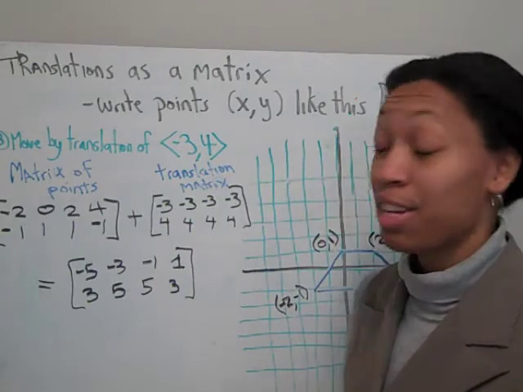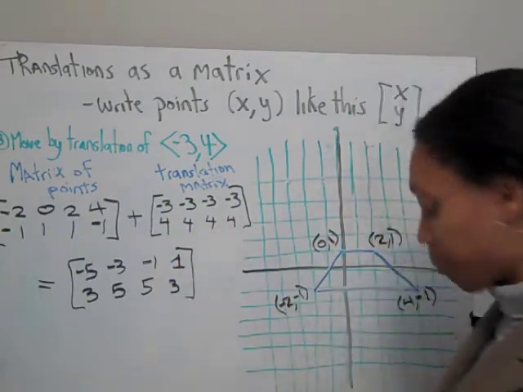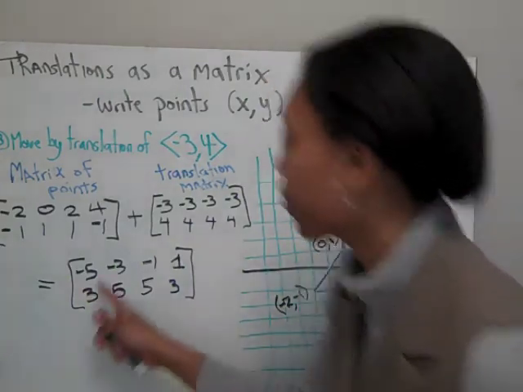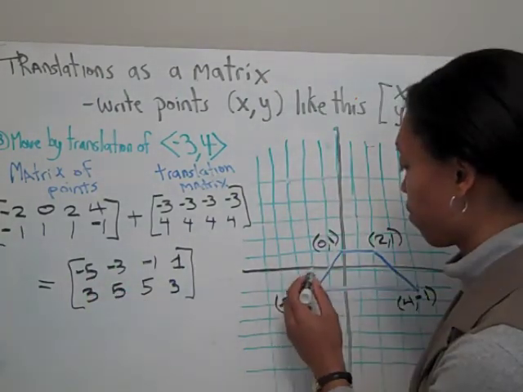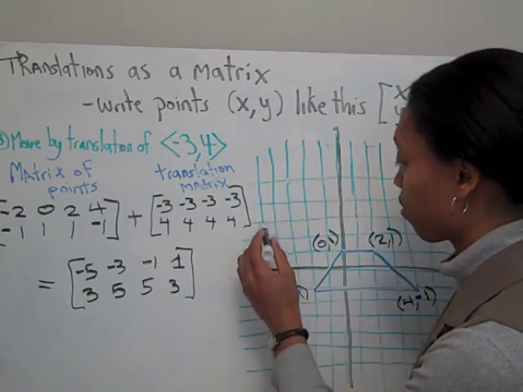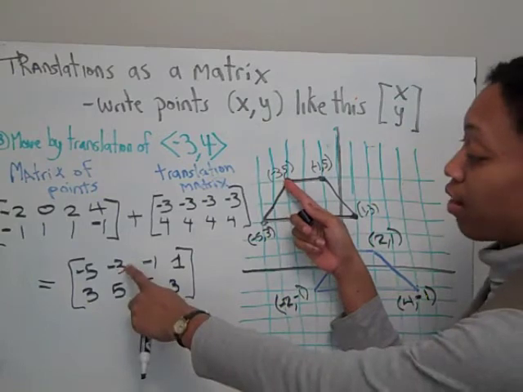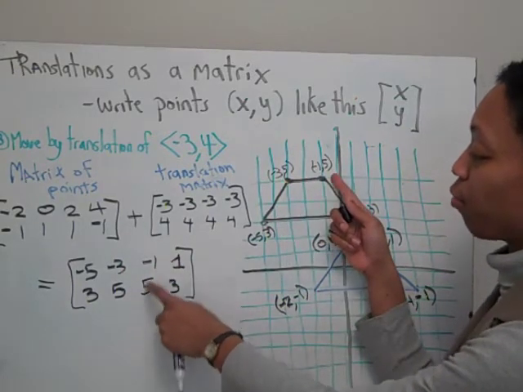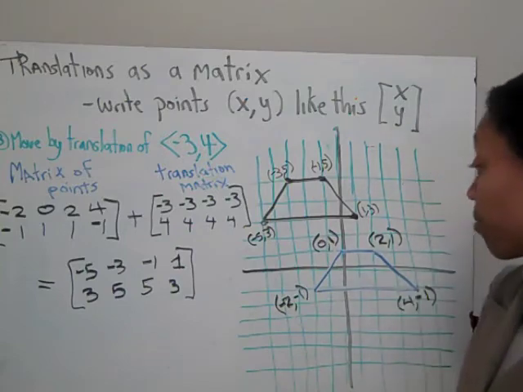Okay, so this is our answer, and now we can just graph those points on here to see where it ends up. The first point would be -5, 3. The point -3, 5, the point -1, 5, and the point 1, 3. So now I'm done.